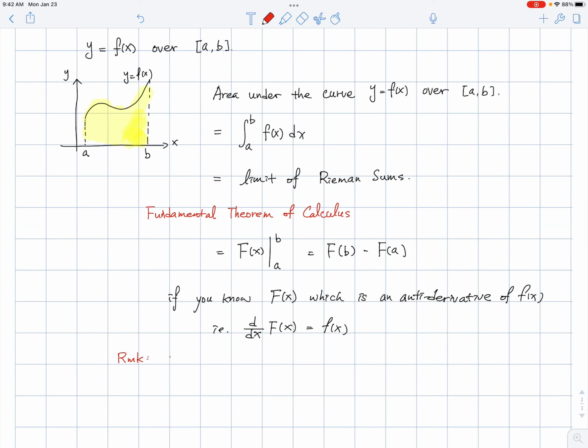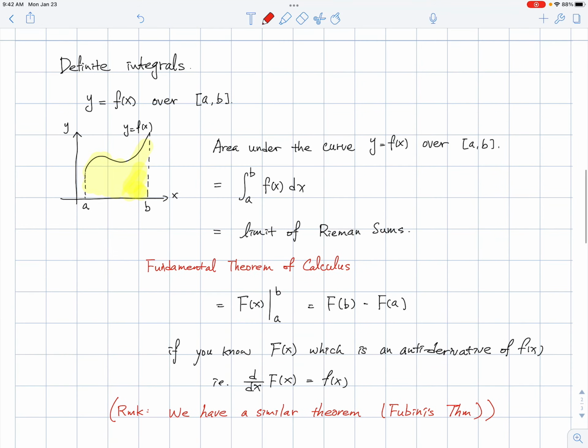We have a similar theorem called Fubini's theorem that will help us to evaluate an integral that's hard to evaluate. Okay, all right, but this is for later, so you don't have to worry about what Fubini's theorem is. We're just talking about definite integrals and the fundamental theorem of calculus.